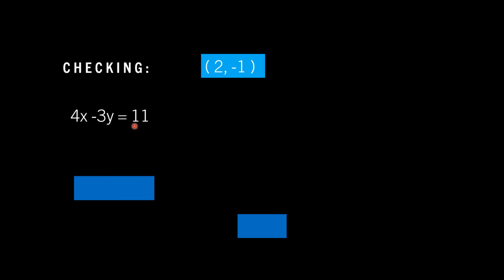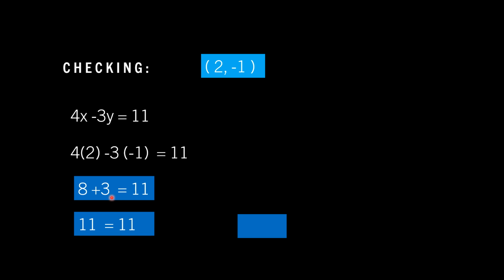So the first equation is 4x minus 3y is equal to 11, which means papalitan na natin yung x ng 2, papalitan natin yung y ng negative 1. So 4 times 2 minus 3 times negative 1. This is 8, and this is negative 3 times negative 1, that is positive 3, is equal to 11. So 8 plus 3, that is 11, which is equal to 11, and this is correct.